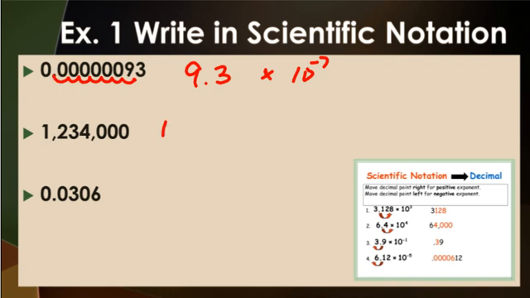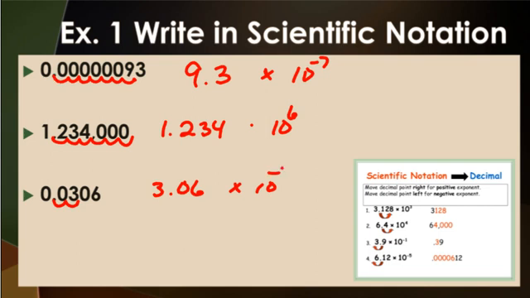1,234,000 would be 1.234 times 10 to the 1, 2, 3, 4, 5, 6. Positive 6. And the last one here, it's less than 1, so I know I have a negative exponent. 0.0306, so 3.06 times 10 to the negative second power.